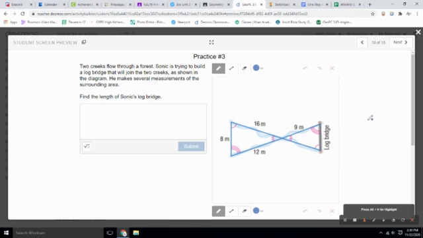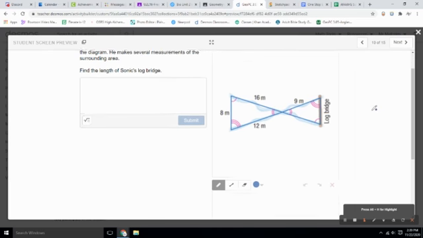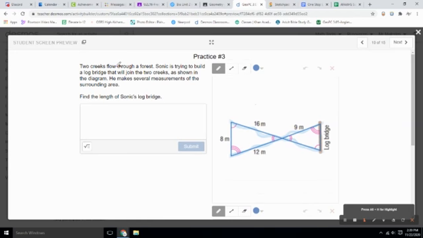Our third practice problem, then we'll close it off here, is two creeks flow through a forest. Sonic is trying to build a log bridge that will join the two creeks as shown in the diagram. He makes several measurements of the surrounding area. Find the length of Sonic's bridge. Okay, so this is his log bridge. We're trying to figure out what that is. We can just call this x.